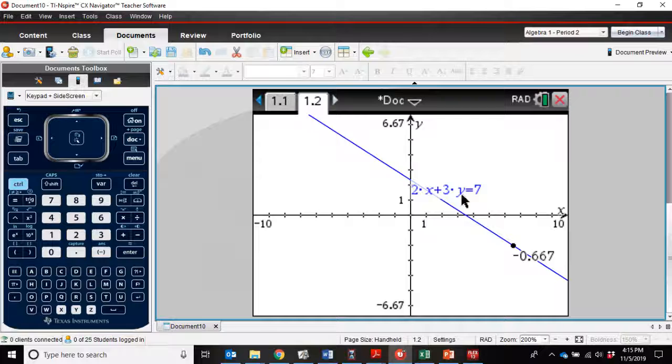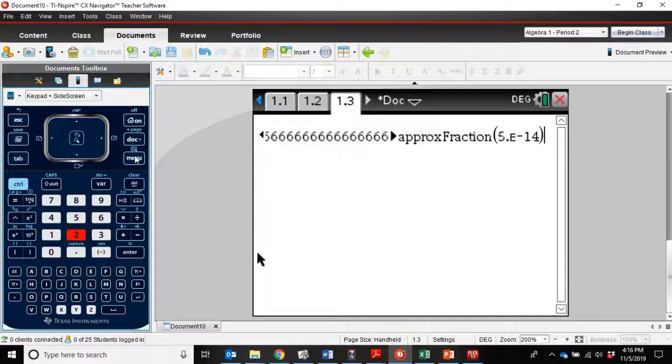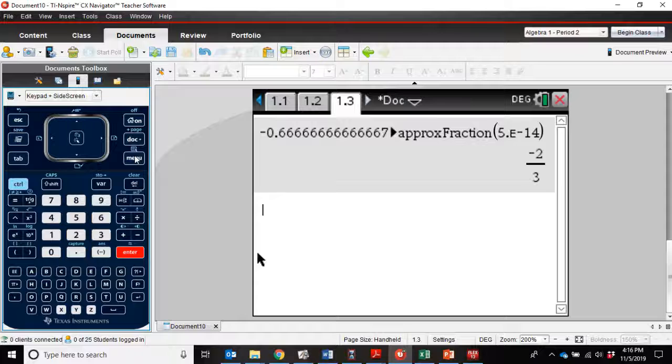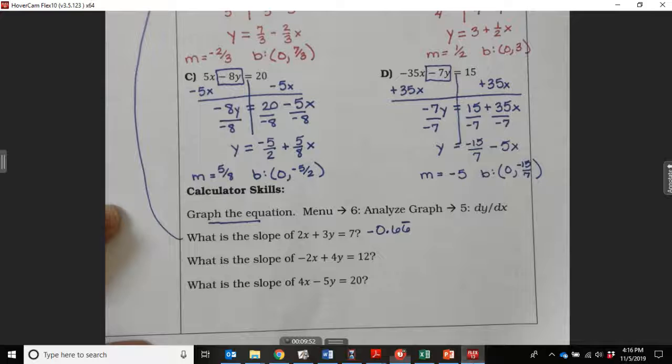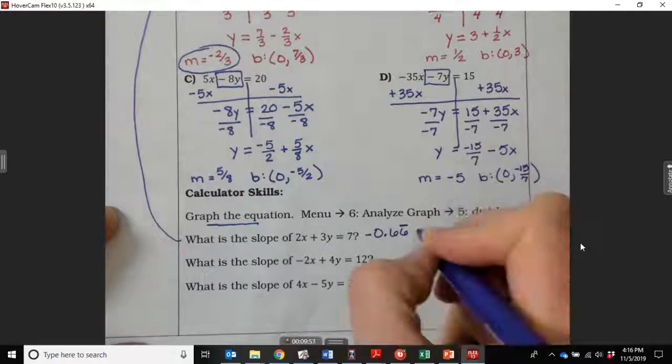However, just go type it onto a calculator page. So negative 0.6 repeating, and put a whole bunch of sixes on there, and then push menu 2. We know how to change things to fractions, and you get negative 2/3. Well, that's the same slope that we got up here, negative 2/3.